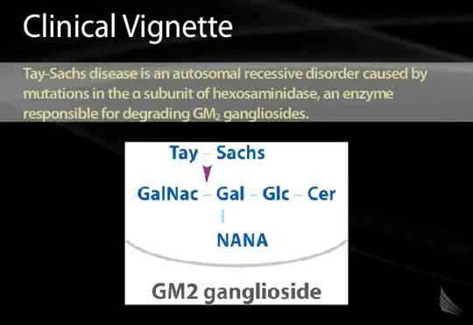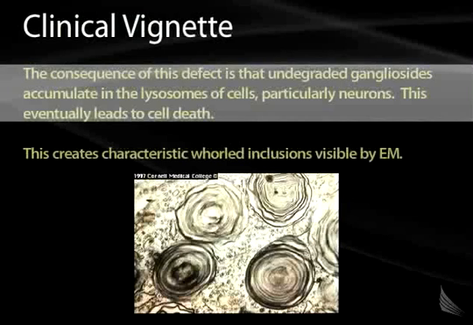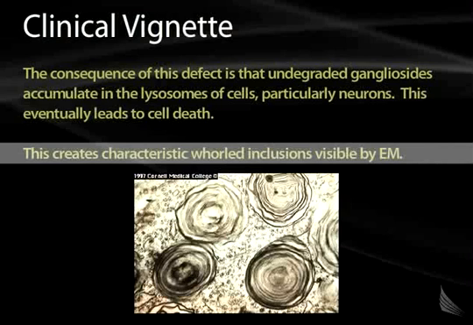Tay-Sachs disease is an autosomal recessive disorder that's caused by mutations in the alpha subunit of hexosaminidase. This is an enzyme responsible for degrading GM2 gangliosides. You don't have to know what GM2 gangliosides are, but just recognize that Tay-Sachs disease is caused by a defect in the breakdown of certain sphingolipids. The consequence is that undegraded gangliosides accumulate in the lysosomes of cells, particularly in neurons. And this is because, again, remember that these sphingolipids are particularly enriched in neurons. And this eventually leads to cell death.